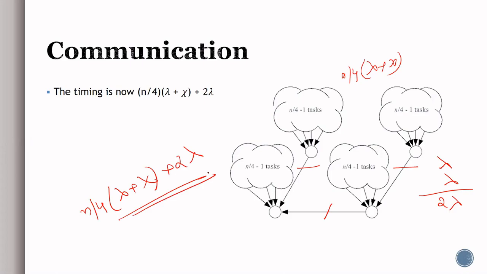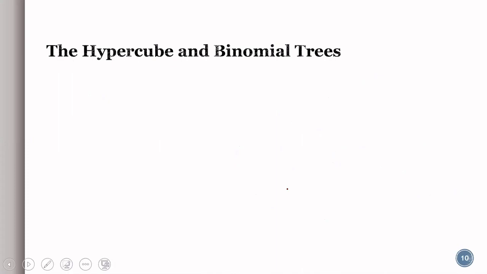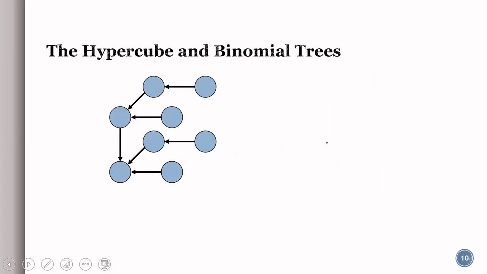So we will try to explain this with an example also. Here you need to familiarize yourself with the concept of the binomial tree communication pattern, one of the most commonly encountered communication patterns in parallel algorithm design. Hope you remember the hypercube learned in interconnection networks. An 8-node binomial tree is a subgraph of the 8-node hypercube. We will further elaborate on this.